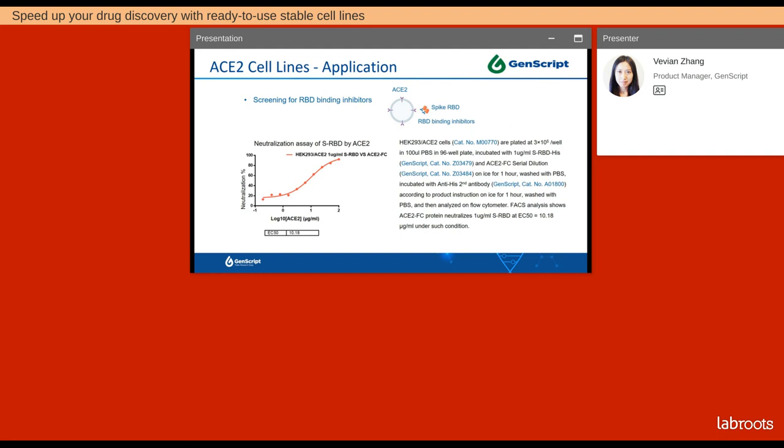Another application of this cell line is to screen for RBD binding inhibitors. Here I'm showing you example data of the neutralization assay of SRBD protein by ACE2 protein. The HEK293 ACE2 cell line was treated with 1 microgram per ml SRBD in the cell culture and the ACE2 protein at different concentrations. And then the neutralization of the RBD was calculated by the amount of the RBD bound to the HEK cells by FACS assay. As you can see, with an increased level of the ACE2 added into the cell culture, an increased level of neutralization can be observed.